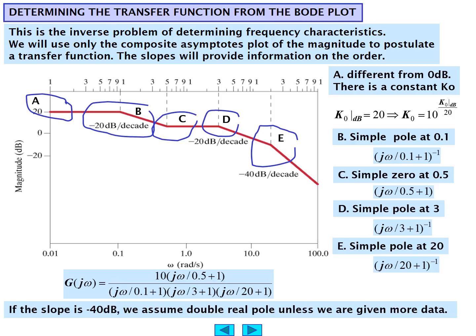If the slope is minus 40 dB, we'll assume double real poles unless we're given more data, but hopefully we can do that at the time. But the minus 40 dB in this case is not minus 40 dB. It's the summation of two minus 20 dBs per decade acting together.